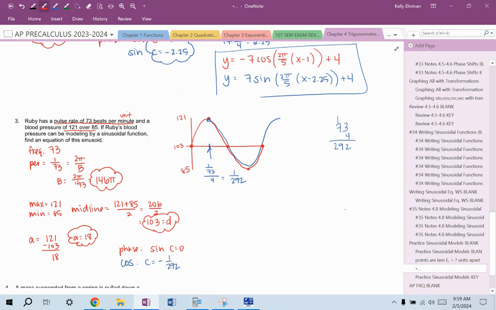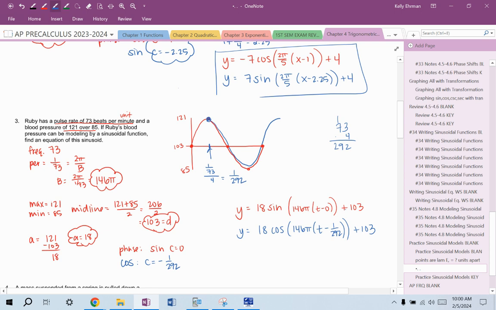And that is enough to write the function. So y is equal to, if it's a sine function, our amplitude is 18 sine of 146 pi, t minus 0, plus 103. And if we choose to make a cosine function, it starts above the midline, so 18 cosine of 146 pi. We said this will be t minus 1 over 292, plus 103. And that's all that we're asked to do for this problem.